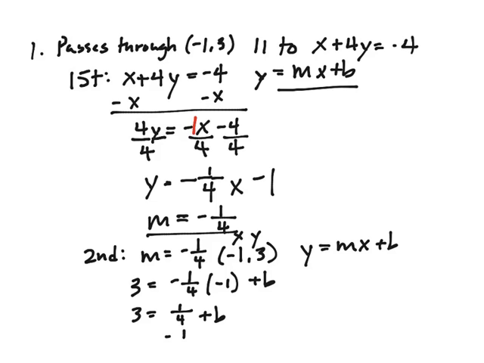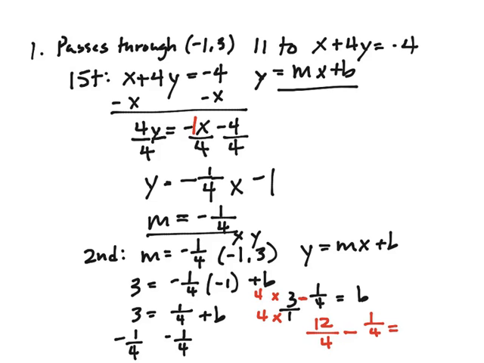Now, let's subtract 1/4 from both sides. So you end up with 3 minus 1/4 equals b. I'm going to make this into a fraction, and so what do I need for the denominator to become 4? I need to multiply the top and the bottom by 4. We have 12 over 4, minus 1/4 equals b. Okay, so let's move on to the next one.